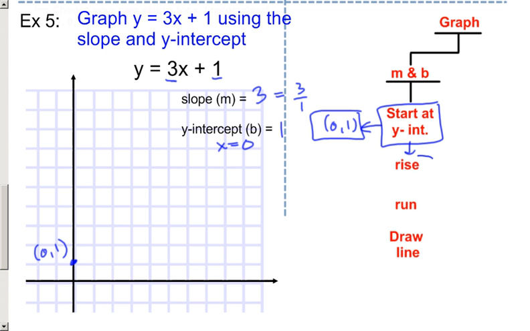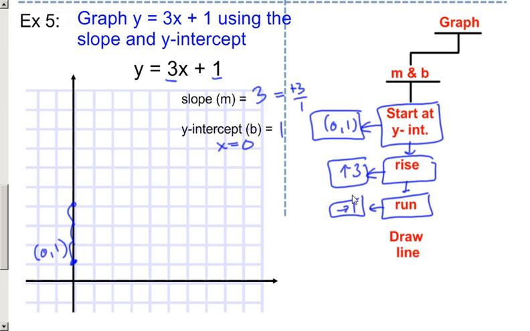Now I follow the rise. We know the rise is going to be plus 3, so that means I go up 3. So now I count up 1, 2, 3. Okay, and now I use the run, which we know is going to be 1. It's positive 1, so it goes to the right 1. And that is now my second point. So (0, 1) and this point, which is (1, 4), are points on the line.